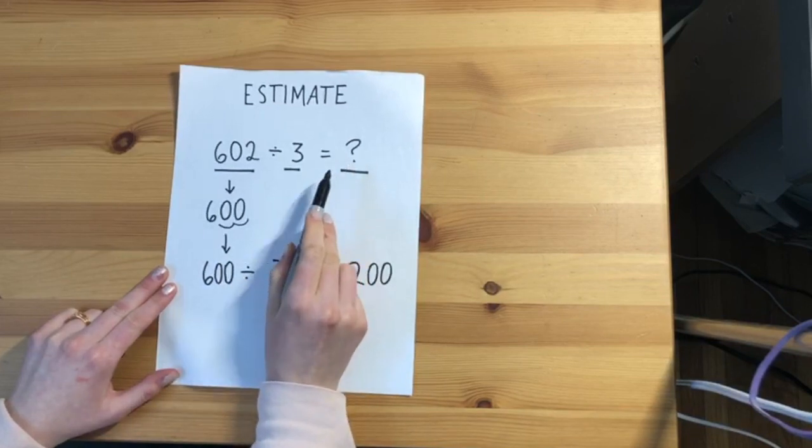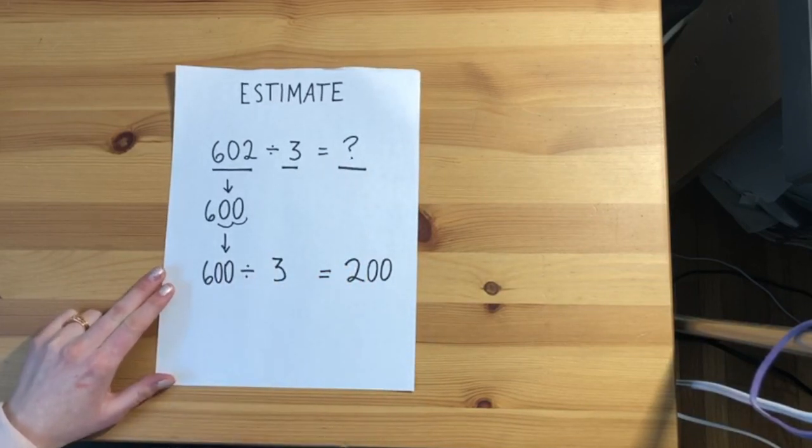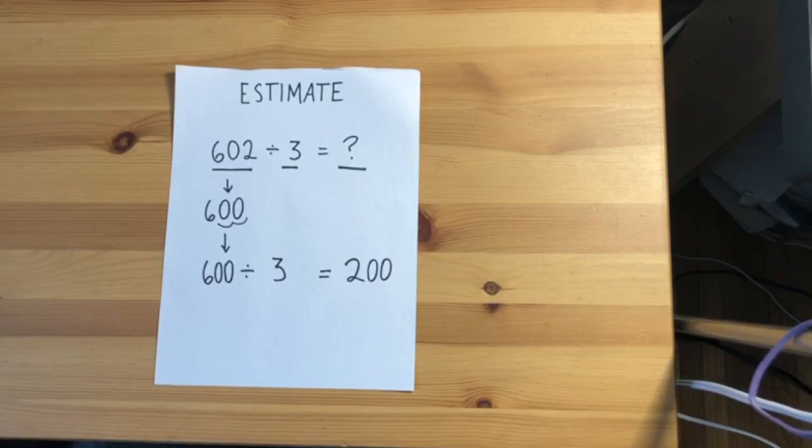Since I rounded down in the beginning to a smaller number than my dividend, I know my estimation is likely smaller than the actual answer.